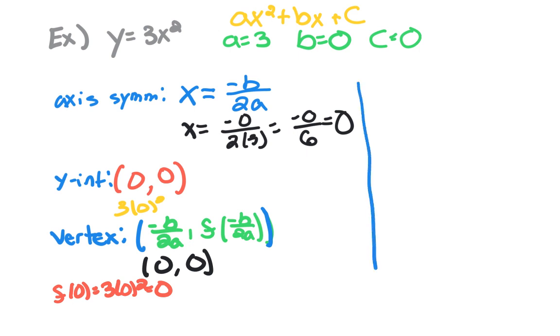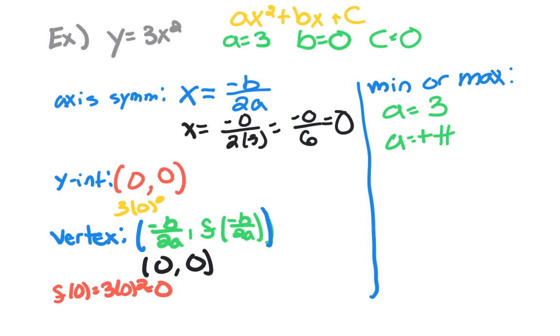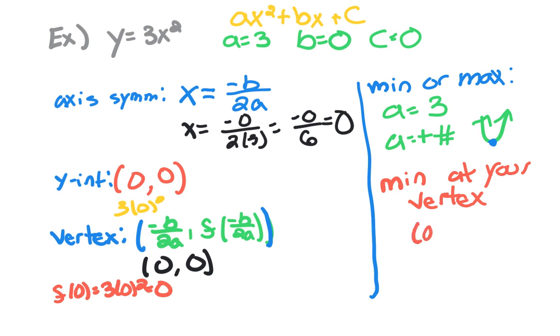And then the next thing that we are going to do is we will determine if we have a minimum or a max. And to do this, we need to look at our a value. So for us, a is a positive 3. So anytime a is a positive number, that means your parabola opens upwards. It's happy. And your vertex then would be down here, which would then be a min. So for us, yes, we have a min, and it's at your vertex. And it will always be at your vertex, whether it is a minimum or a maximum. So for us, we have a min at 0, 0.